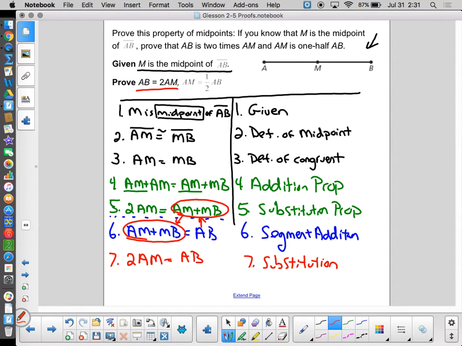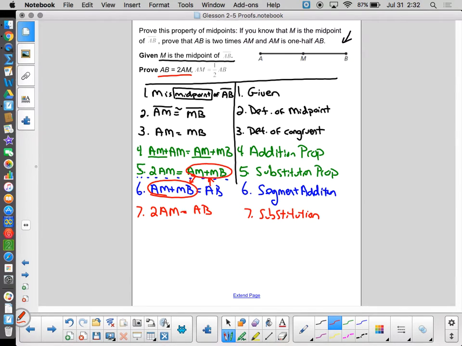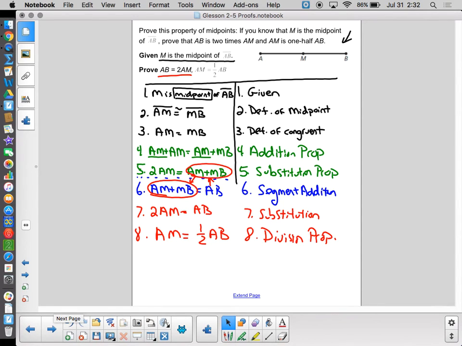Now, if that's all I needed to prove, I'd be done. AB equals 2 AM. They're saying, wait a minute, it's out of order. You're right. It is. We could flip it and use symmetric property. I'm not going to be picky about that. We also have to show AM equals 1/2 AB, so if I divide, or multiply by 1/2, it's division property. It's a tricky proof, folks, but that's what a proof looks like. It's 8 steps. That's pretty long.